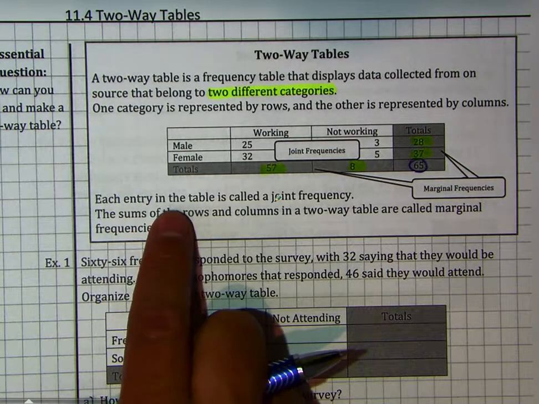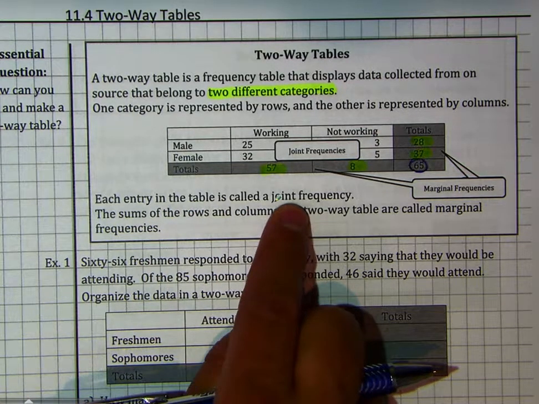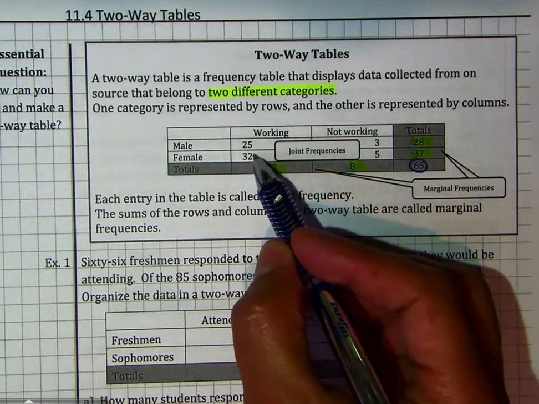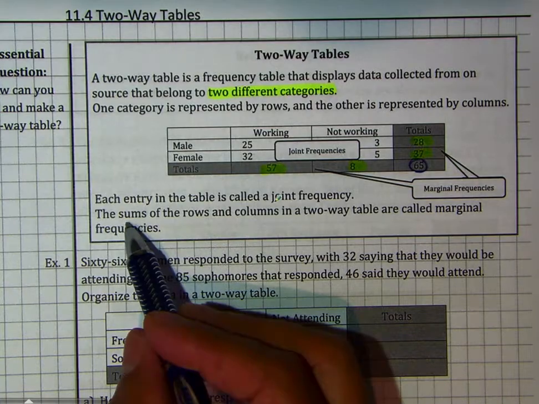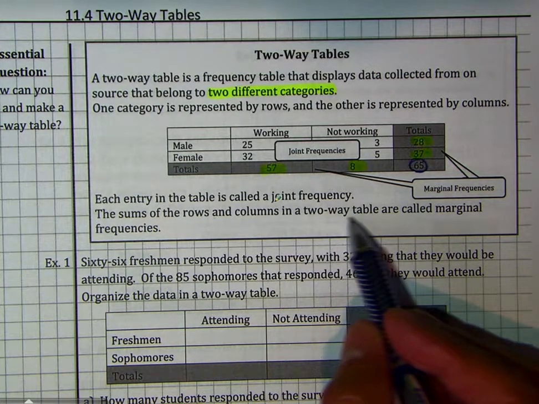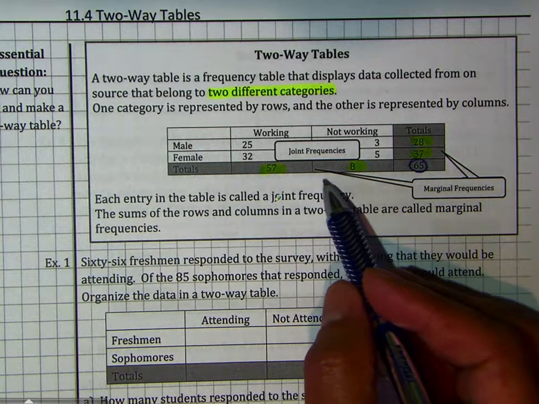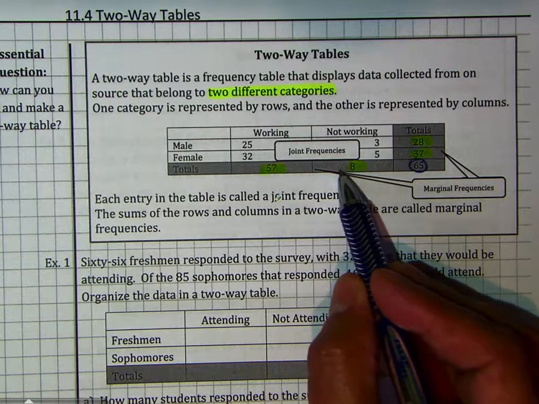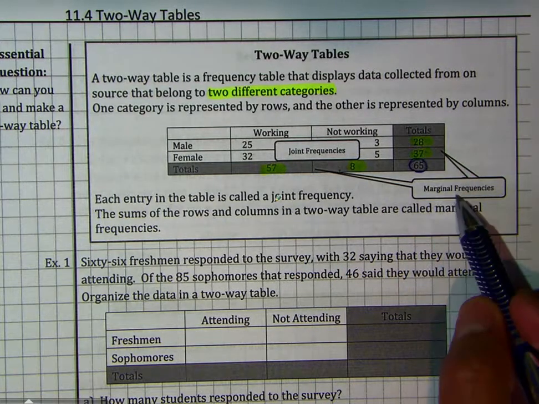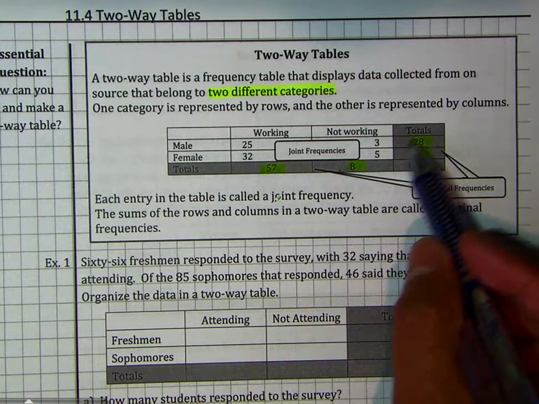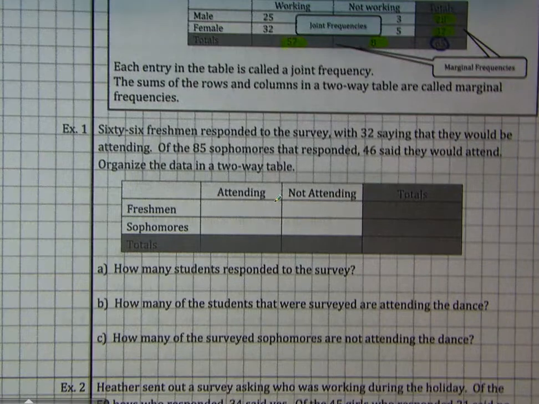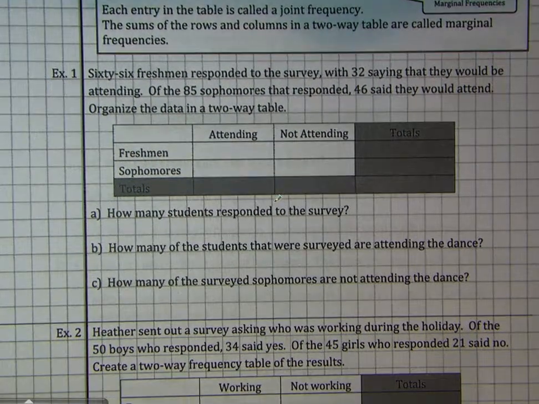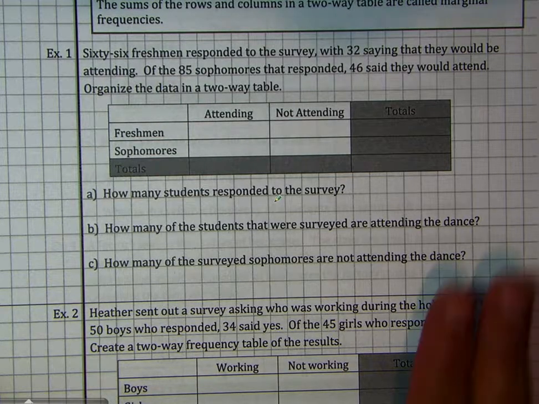Each entry in the table is called a joint frequency. So those four numbers inside the table are called joint frequencies. The sums of the rows and columns in two-way tables are called marginal frequencies. So those, the 57 and 8, 28 and 37, are in the margin, and that's why they're called marginal frequencies. So let's go through problem number one. Take the time to write it down, and then we can continue once you are ready. Go and pause it.